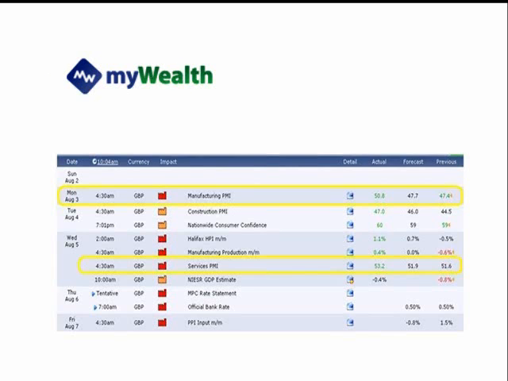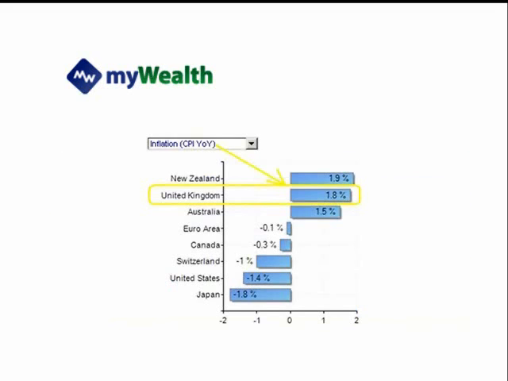Previously, the last time this had come out, it was at 51.6, so it was already in expansionary mode, and the reading that came out today, 53.2, is an even better reading than what we had before, and better than expectations. So the services area is recovering quite nicely. These are huge fundamental improvements for the UK economy, and thus improvements for the British pound.